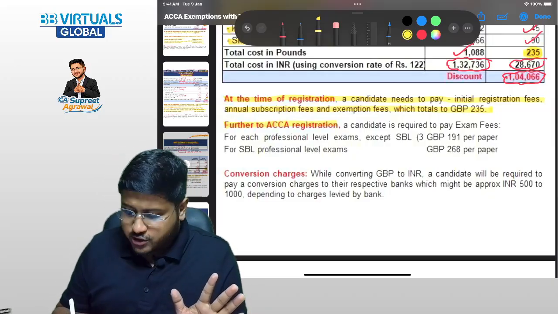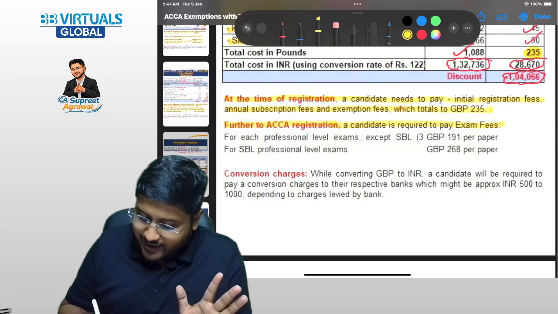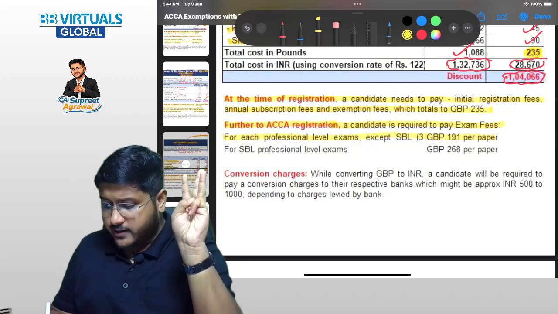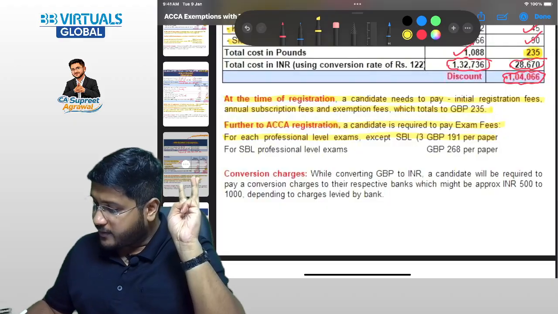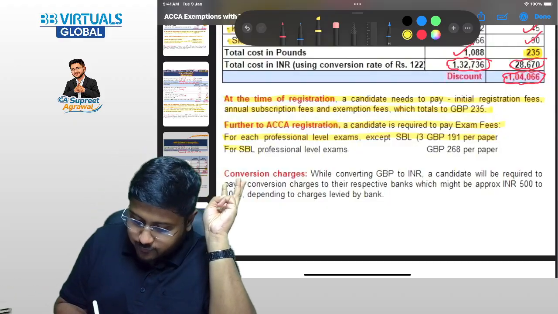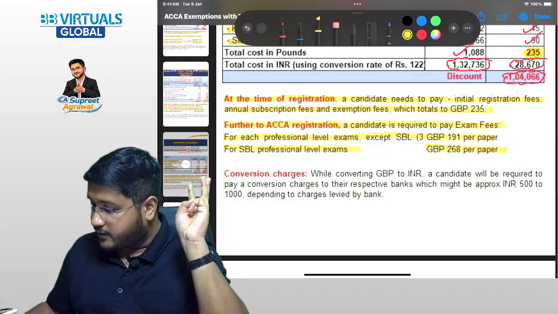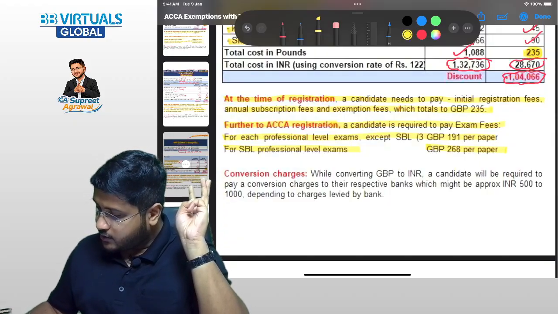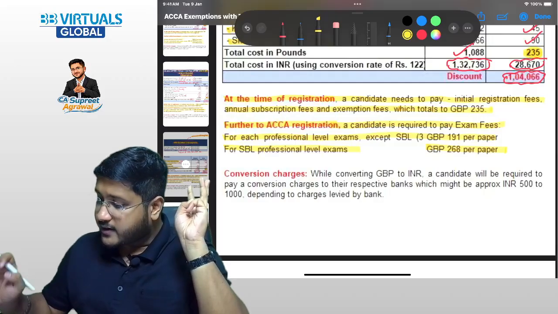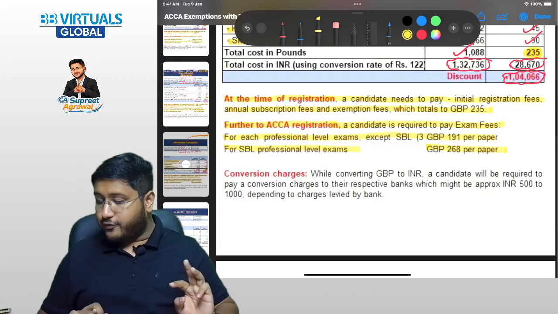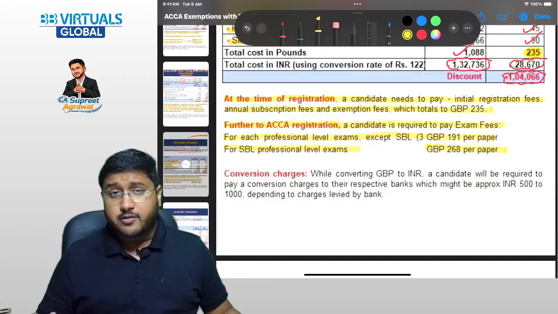Further to ACCA registration, a candidate is required to pay exam fees for all papers of professional level other than SBL, that is 3 papers, 191 pounds each. So 191 into 3 is 573, plus for the SBL paper 268. The total comes as 841 pounds. Assuming an exchange rate of say 100 rupees, that's only 84,000 plus the 28,000 that you will have to incur with us.